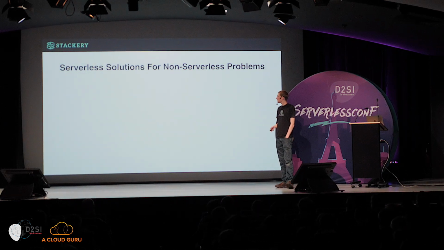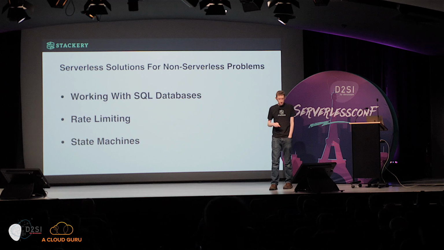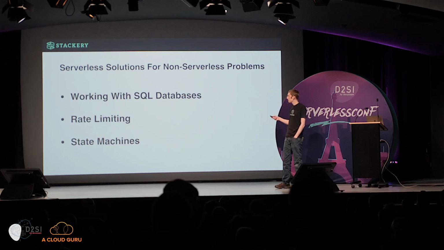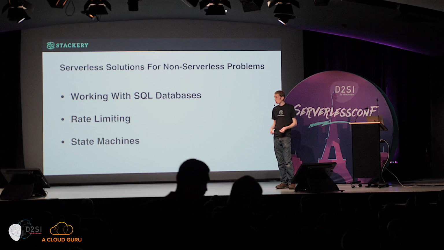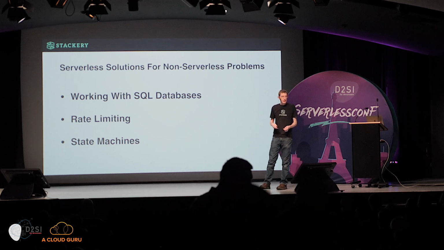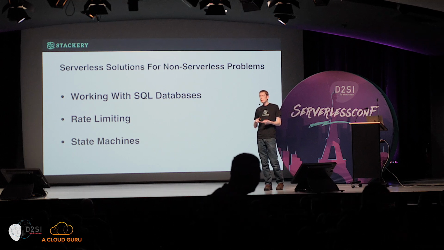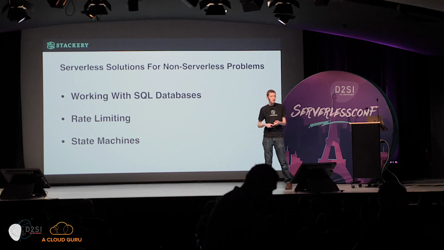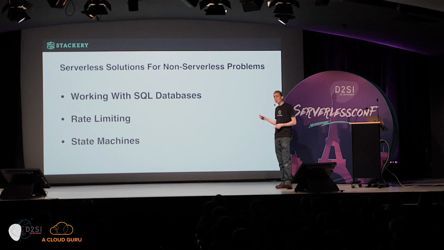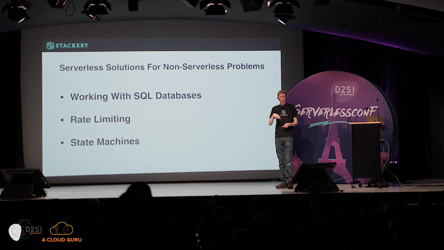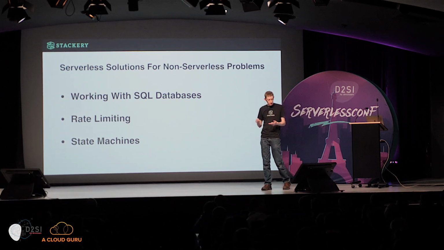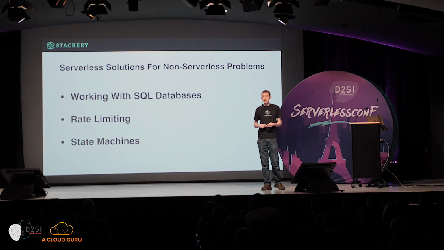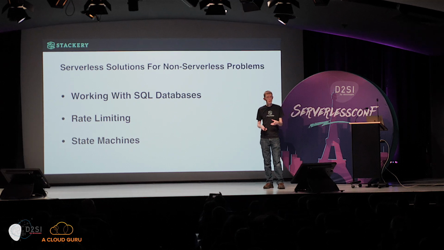So we're looking at serverless solutions for non-serverless problems. Each of these is an example of a problem that demonstrates a category. The first one, working with SQL databases, is about how you might need to interact with non-serverless resources and what that can mean. The second one, rate limiting. We actually just heard a talk all about that from Dana. We're going to expand on that a little bit in some different ways. And the third is state machines, where we're going to look at how you can incorporate complex logic into an application.